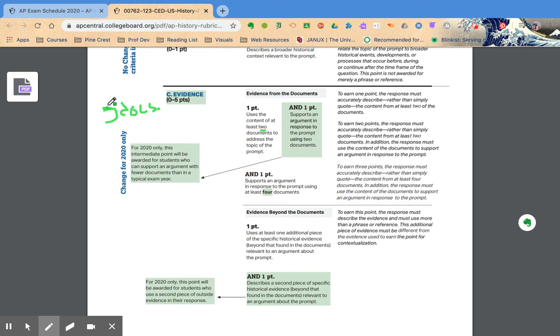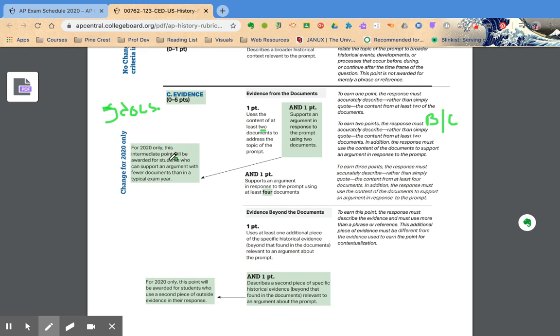All right. So because you only have 5 documents to work with, if you use at least 2 of them, you get a point. If you support an argument in response to the prompt using 2 documents, right, then you're going to get another point. To earn 2 points, the response must accurately describe rather than simply quote the content of at least 2 documents. In addition, response must use the content of the documents to support. So again, anytime you use evidence, that's to drive your analysis. Because, right? Remember that magic word, because. You're citing this document because it's helping to support your idea here.